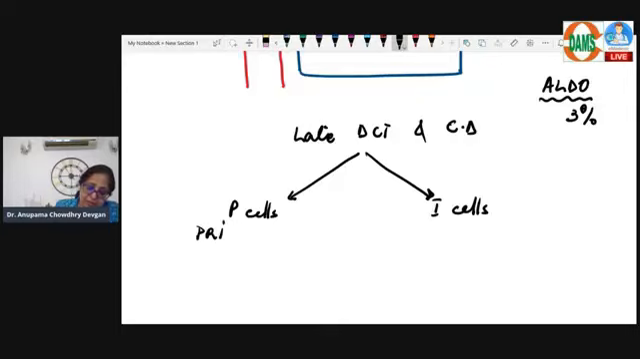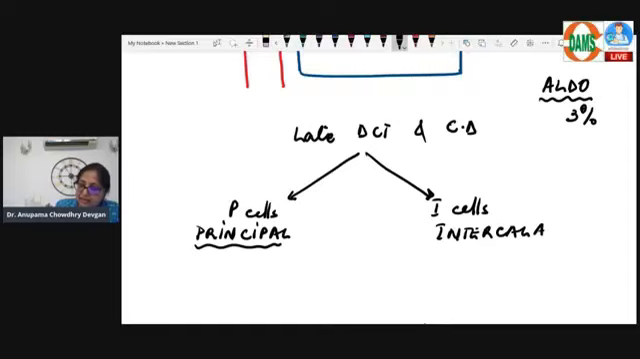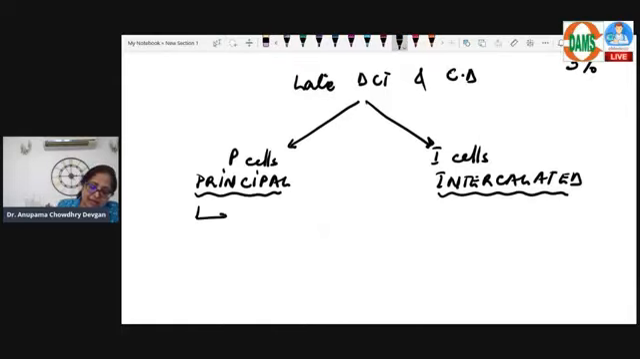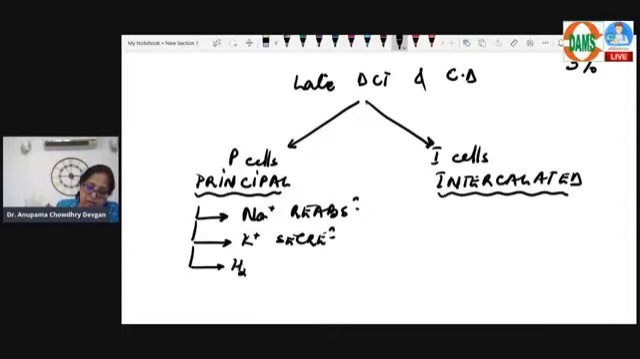P cells are principal cells. I cells are intercalated cells. P cells in the late DCT and collecting duct are involved in sodium reabsorption, potassium secretion, and water reabsorption.